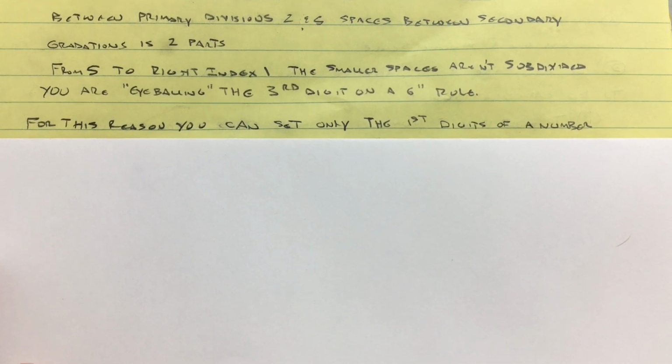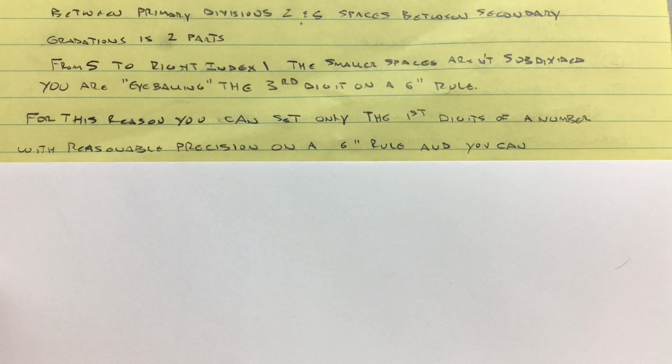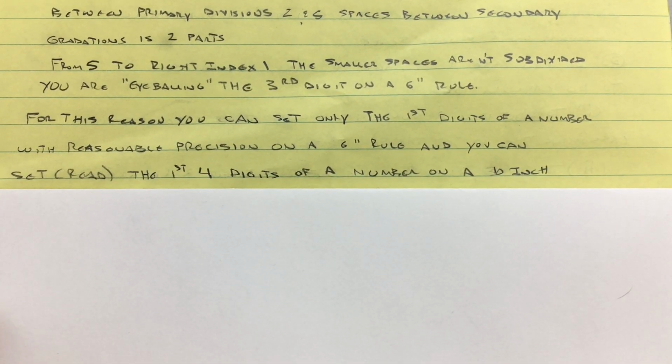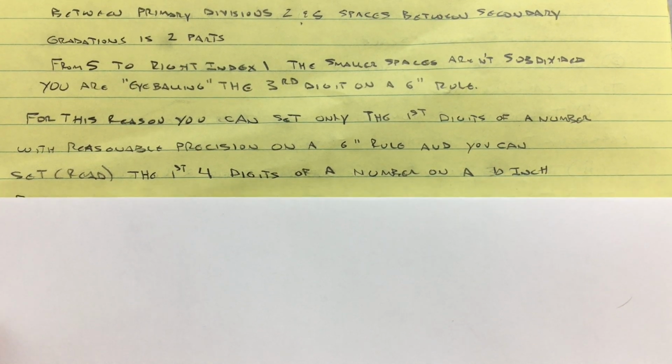For this reason, you can only get the first digits of a number with reasonable precision on a 6-inch rule, and you can read about the first 4 digits of a number on a 10-inch rule. So to be clear, on a 6-inch rule, you might be able to get 3 digits. On a 10-inch rule, you might be able to get about 4 digits.